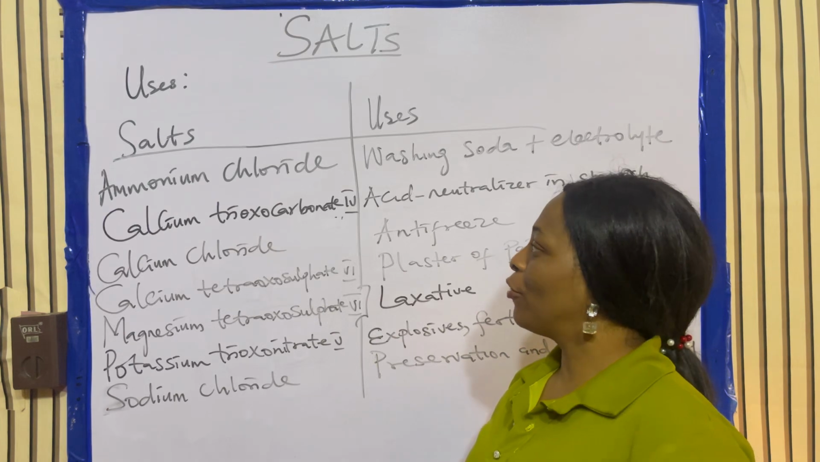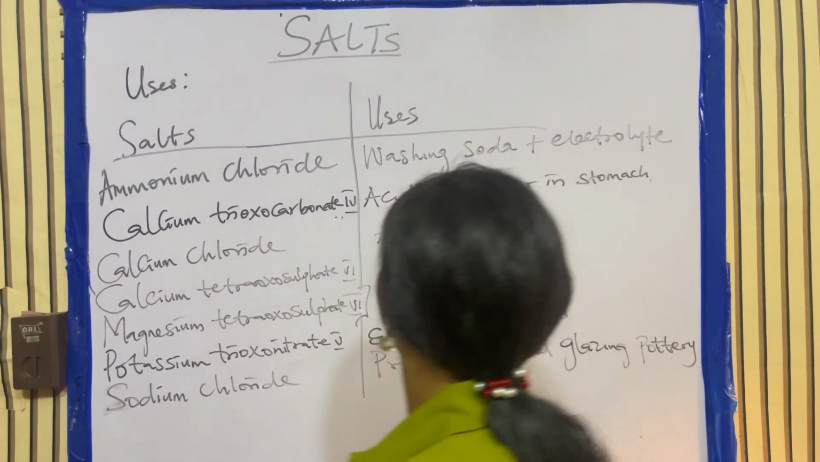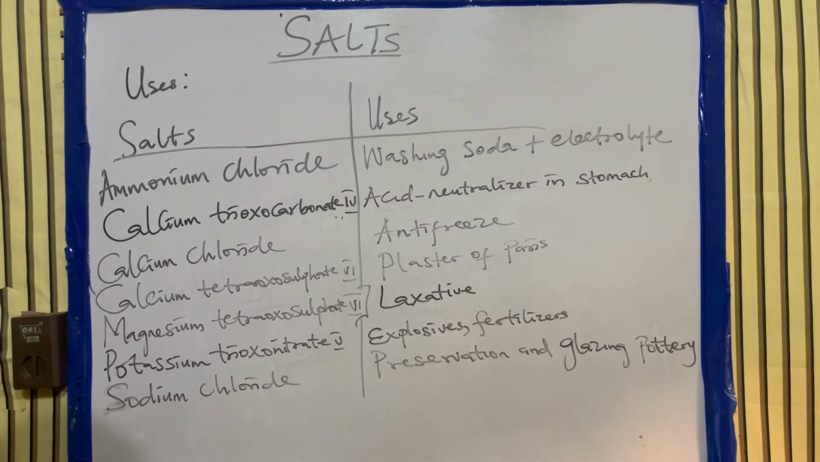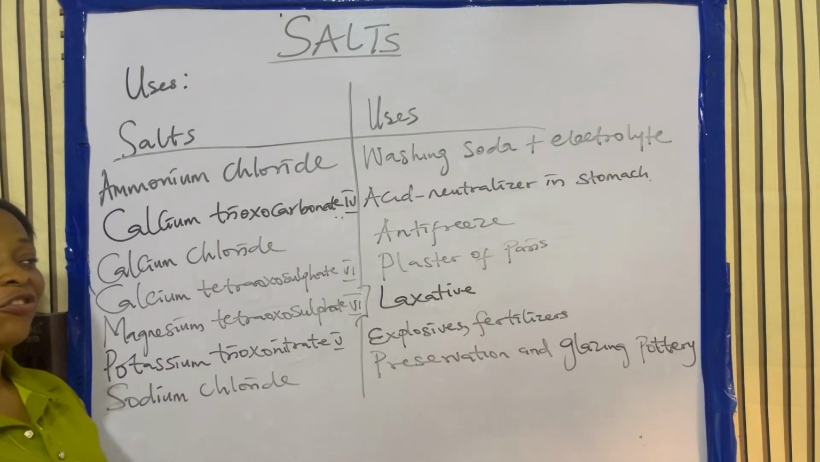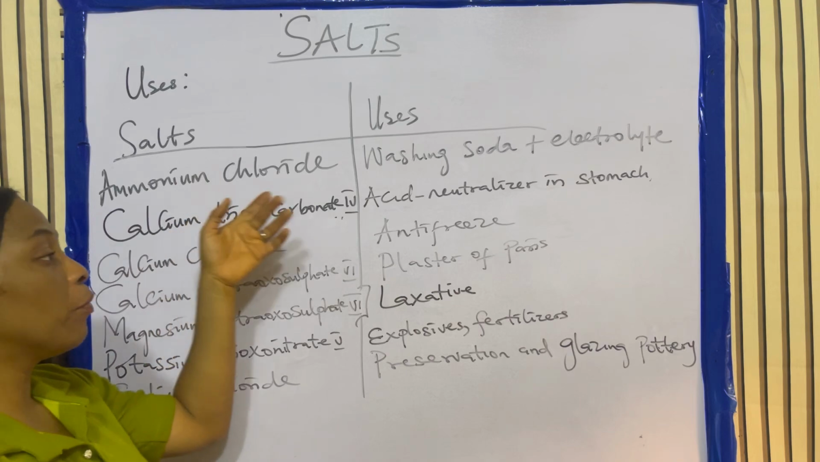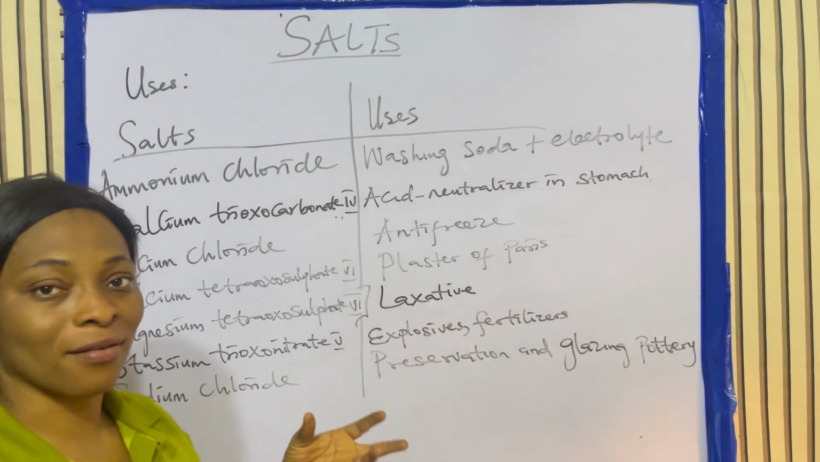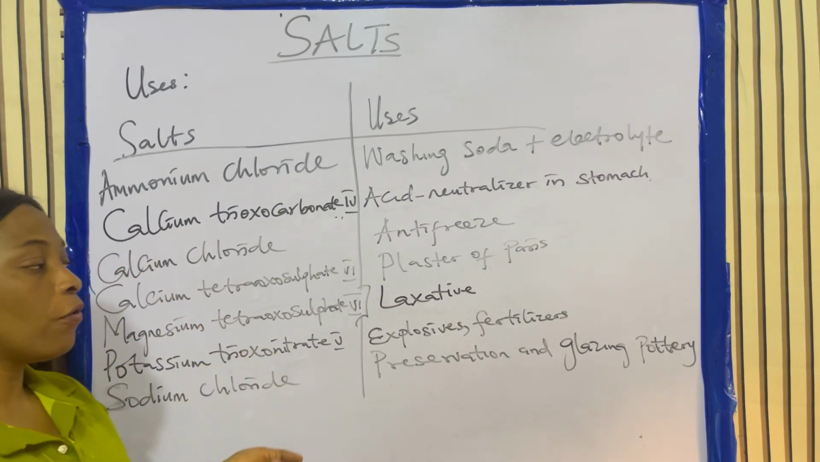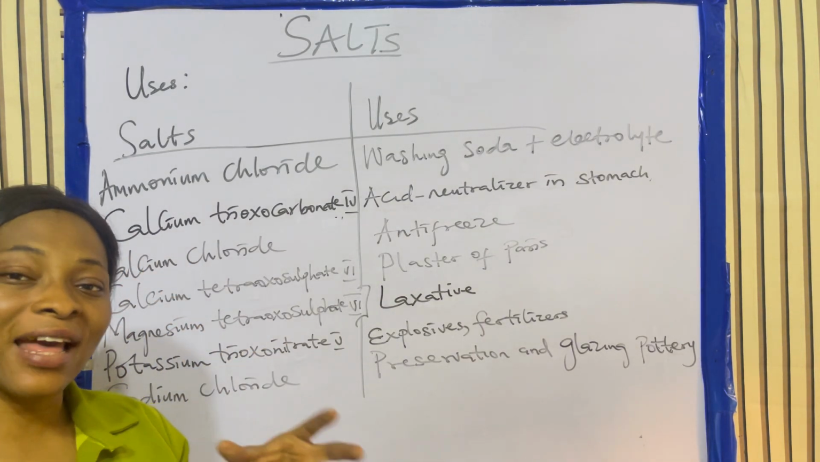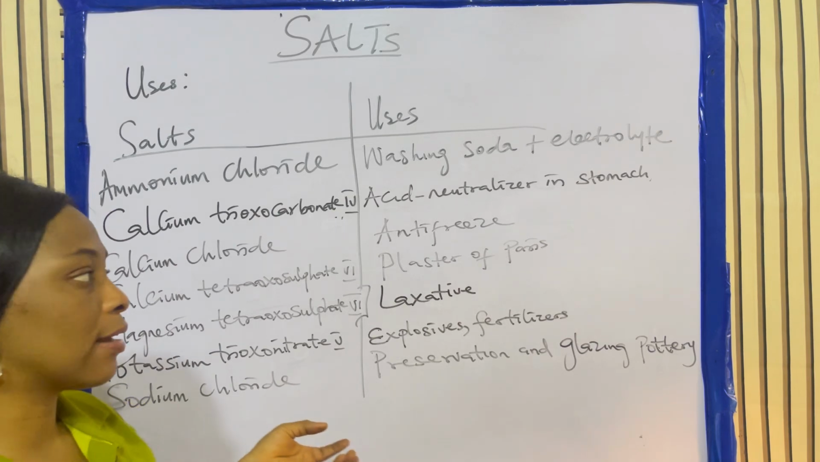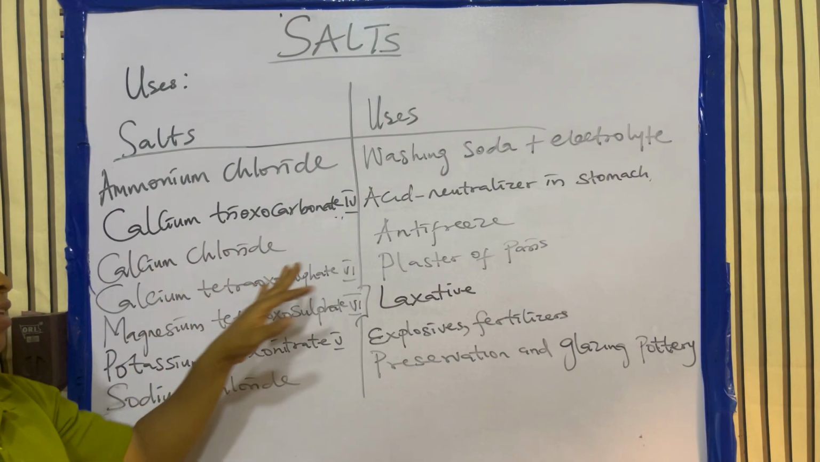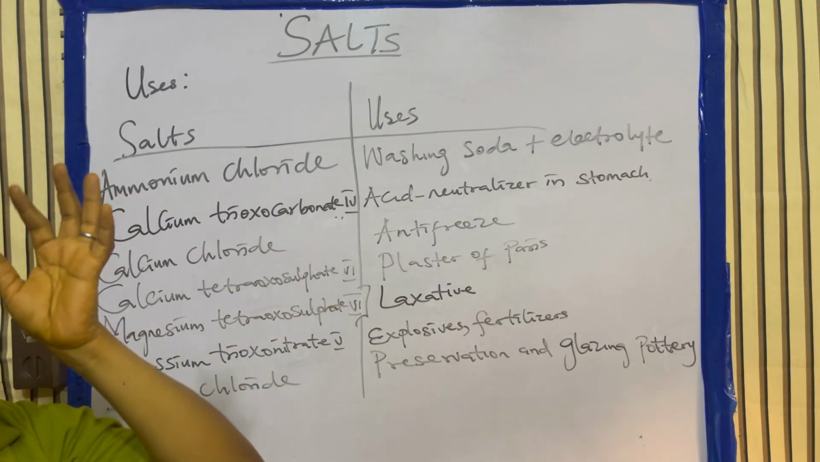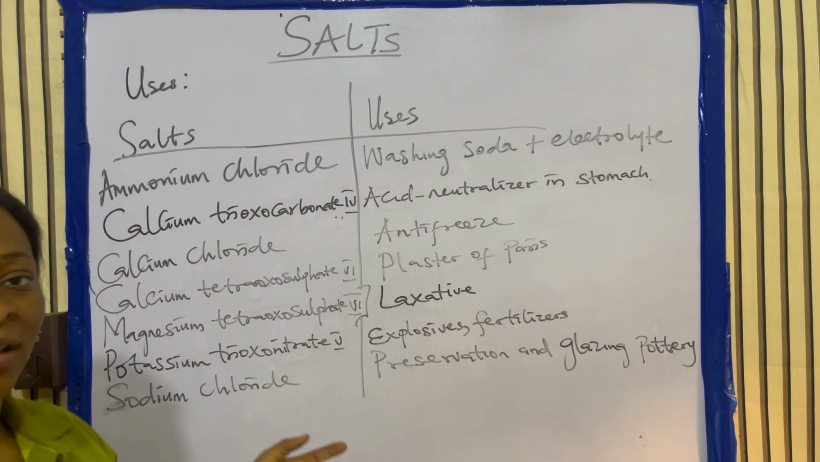Okay, so let's look at the uses of salts. Number one is ammonium chloride. Ammonium chloride is used in making washing soda and as an electrolyte, especially in dry cells. You use ammonium chloride as a paste in dry cells for electrolytes. Calcium trioxocarbonate 4 is used in neutralizing acidity in the stomach. Calcium chloride is used as an antifreeze, something that defreezes snow.